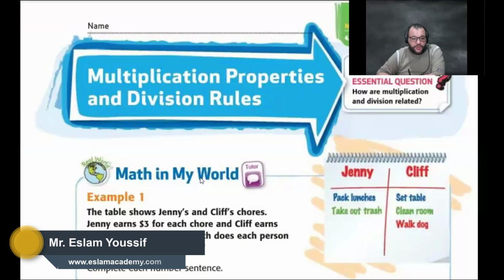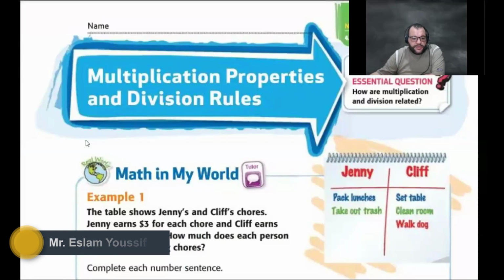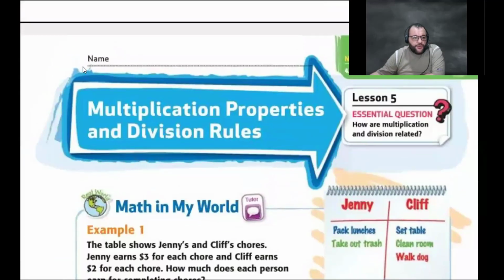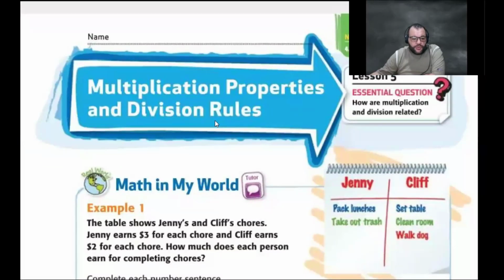Today, inshallah, we'll continue with the multiplication properties and division rule. If you remember the addition property, who remembers the addition properties that we have? The properties of the addition. Did anyone remember the properties of the addition?